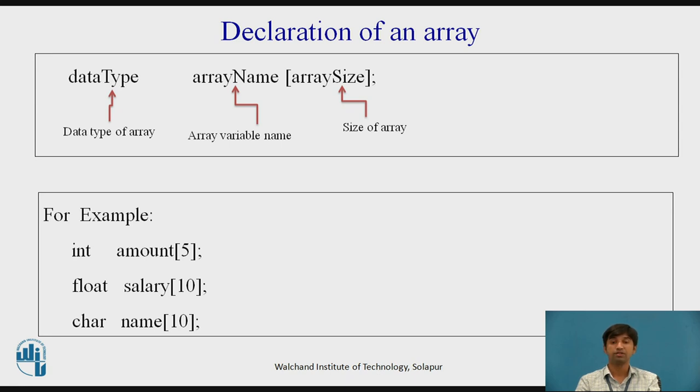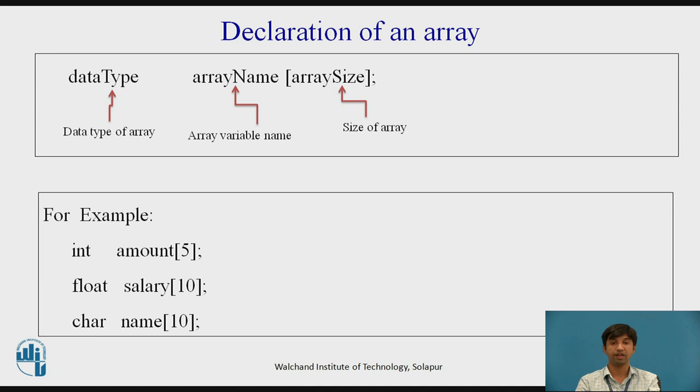For example, to declare a 5 element array called amount of type int, use this statement: int amount[5]. Here, amount is a variable array which is sufficient to hold up to 5 integer numbers. The size of this array will be 20 bytes as 4 bytes are required to store one integer constant.